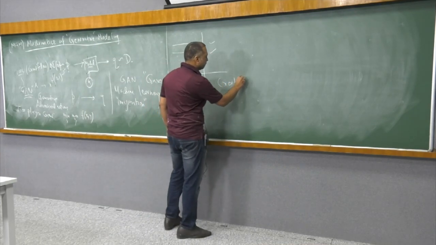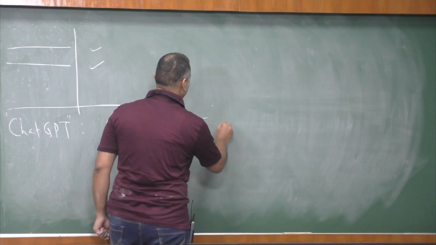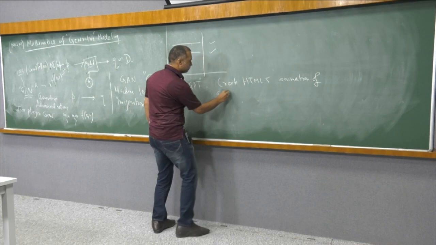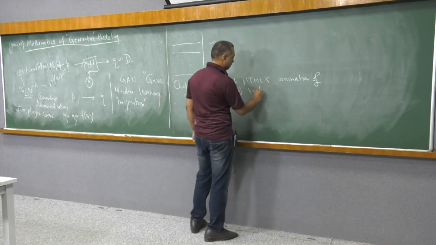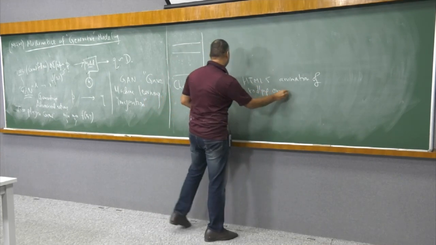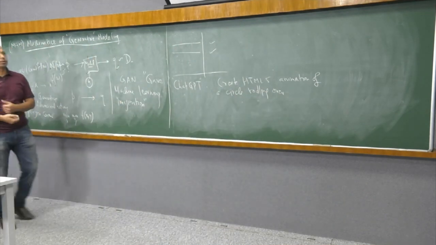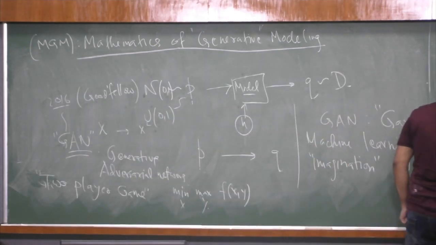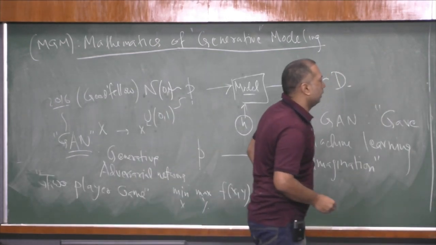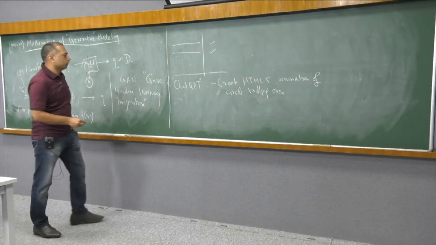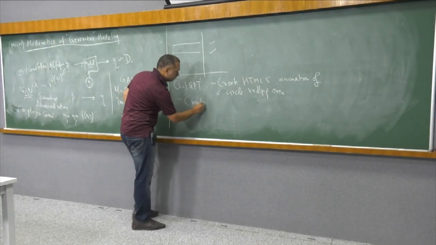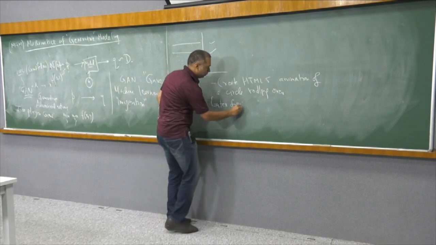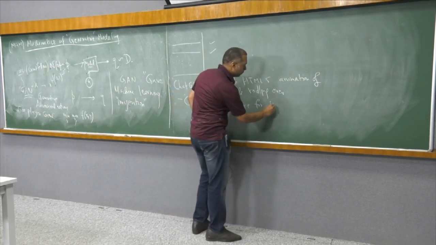So I tried this: create an HTML5 animation of a circle rolling over. It may not create as such, but it can create code for you. I did also for LaTeX, because as a researcher I work a lot with LaTeX, and there I said, create a LaTeX figure for the sigmoid function.